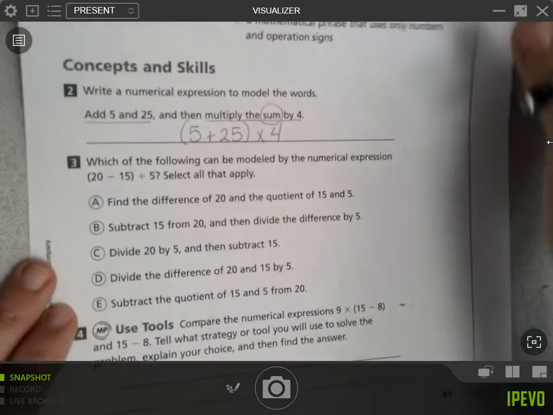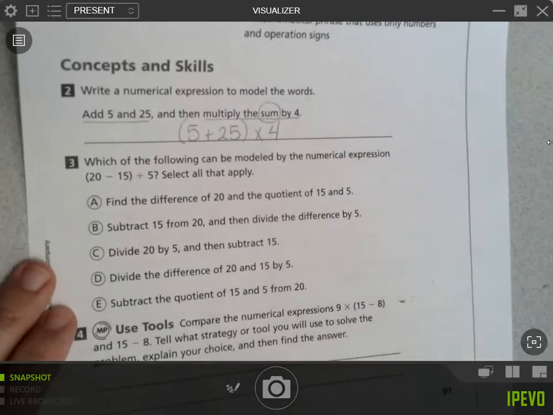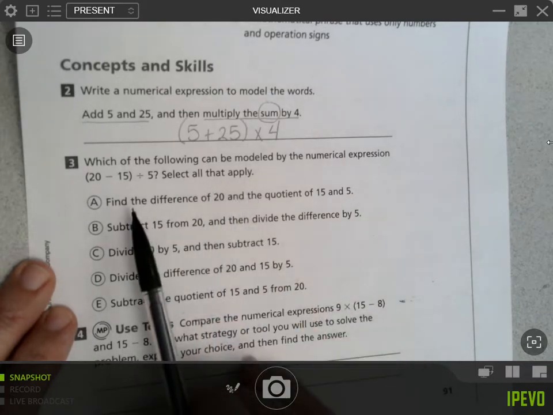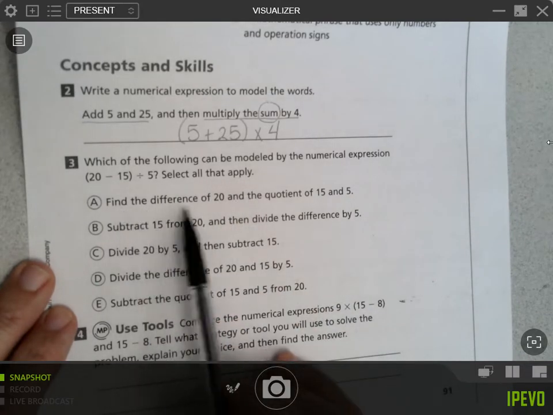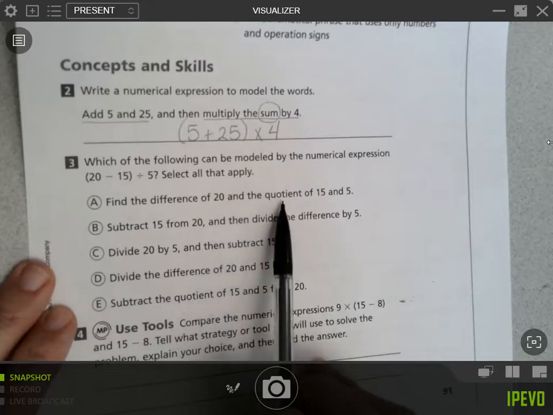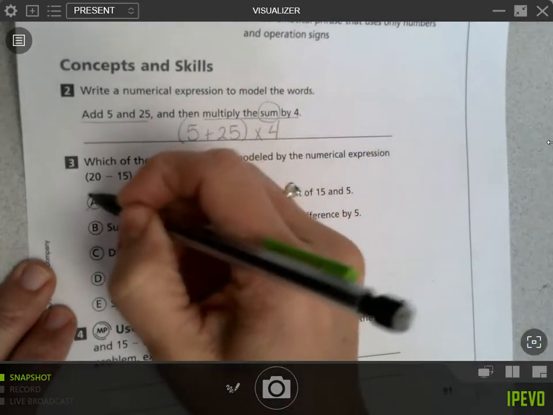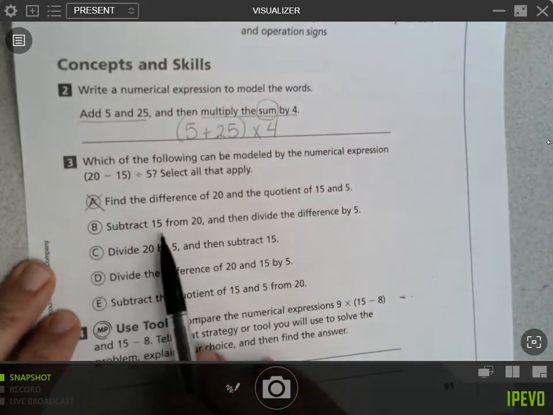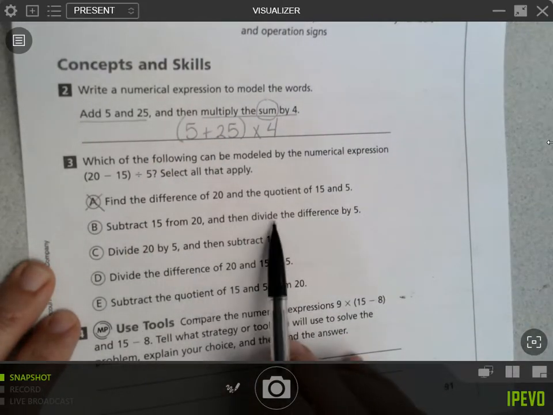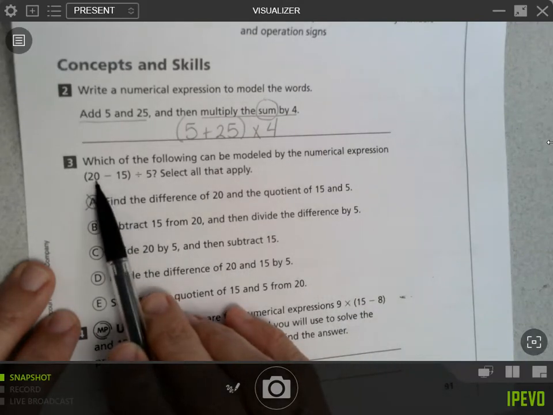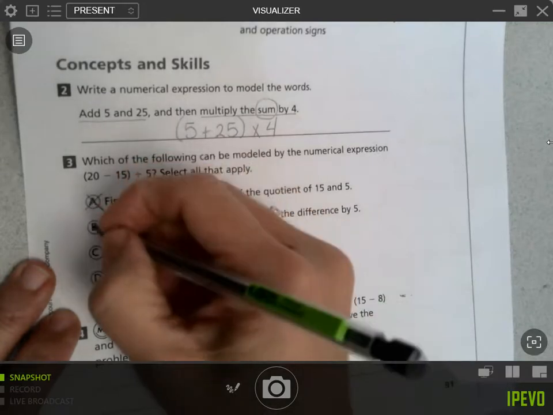All right. Number 3, which of the following can be modeled by the numerical expression 20 minus 15 divided by 5? Select all that apply. So does that say find the difference of 20 and the quotient of 15 and 5? No, that doesn't make sense. Subtract 15 from 20 and then divide the difference by 5. I like that one.